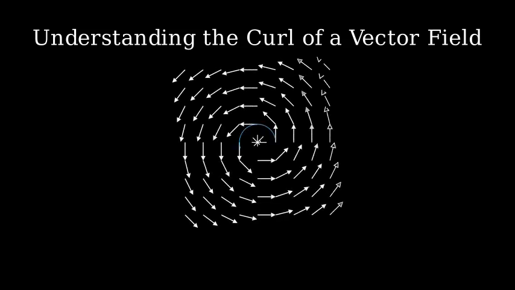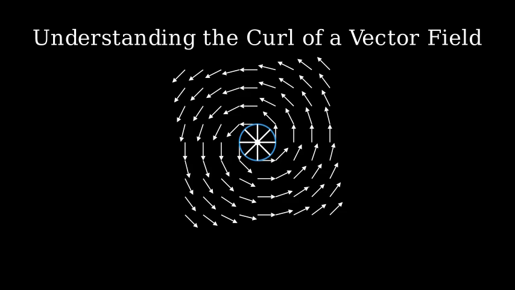Imagine placing a small paddle wheel in a flowing fluid represented by a vector field. If the paddle wheel rotates, there's a non-zero curl at that point. The faster it rotates, the larger the magnitude of the curl. The axis of rotation gives us the direction of the curl vector.